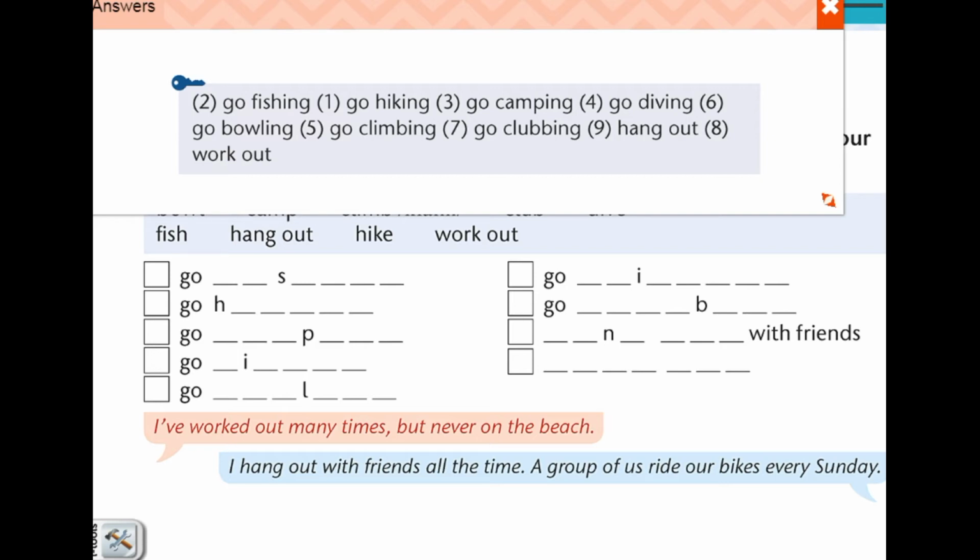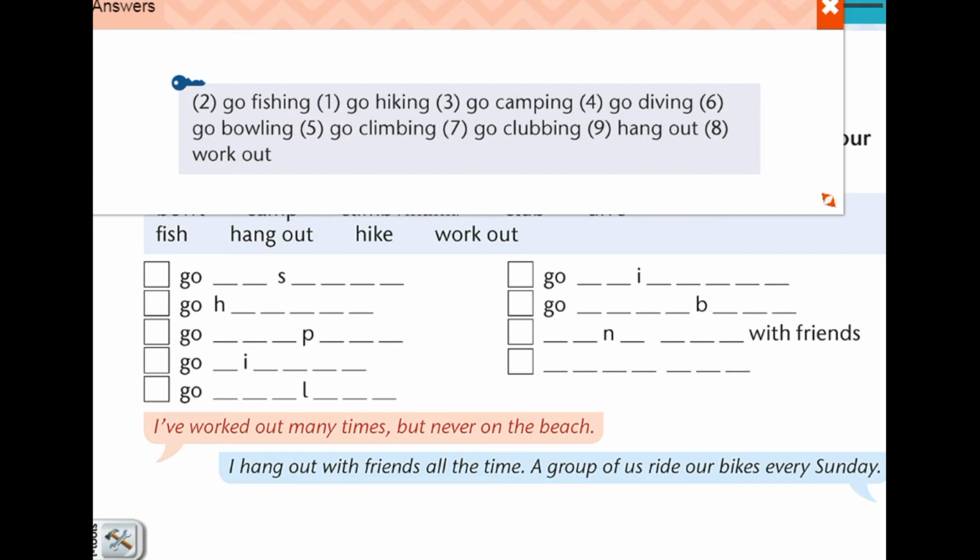But let's remember, fish means pescar. You can say I fish or I go fishing. They both mean the same. Alright? You can say I hike with my friends, I walk with my friends, or I go hiking with my friends. You can say I camp out with my family, or I go camping, right? You can say I dive or I go diving. That means mergulhar, right? Hike means caminhar. Camp means acampar and fish means pescar, right?